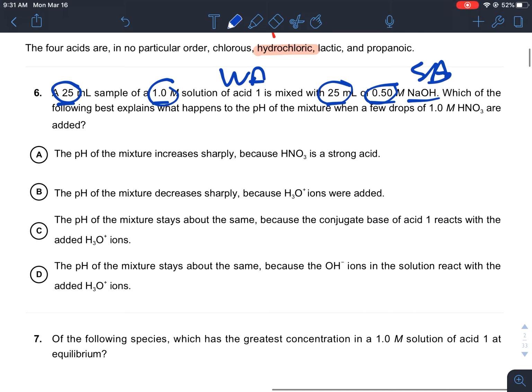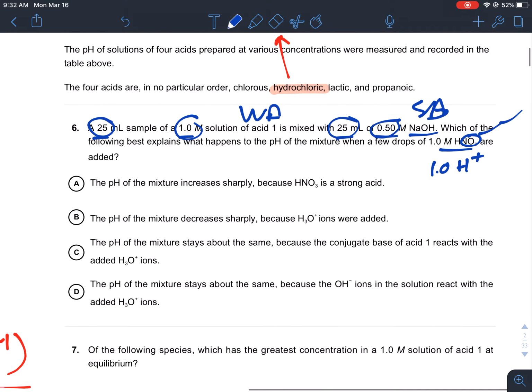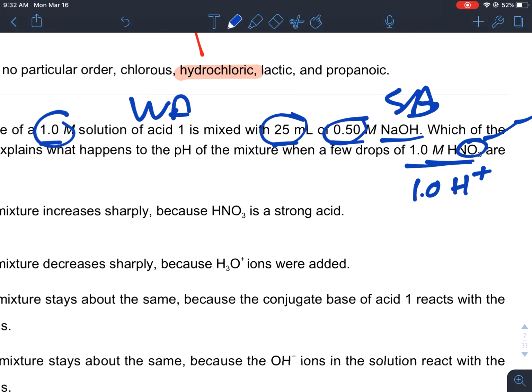Which of the following best explains what happens to the pH of a mixture when a few drops of HNO3 are added? Now, NO3 is a strong ion, it goes away. So we're basically adding 1.0 H plus. Well, what is a buffer for? A buffer helps prevent drastic changes in the pH. So in other words, what happens when we add 1 molar of HNO3? Not much to the pH, because we're still in the buffer region.